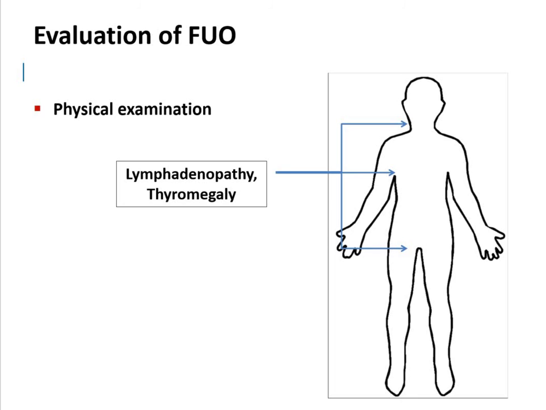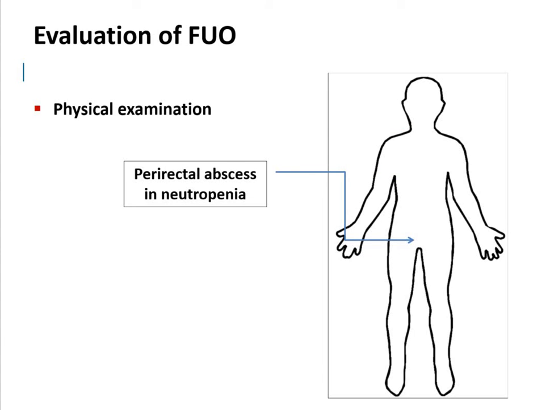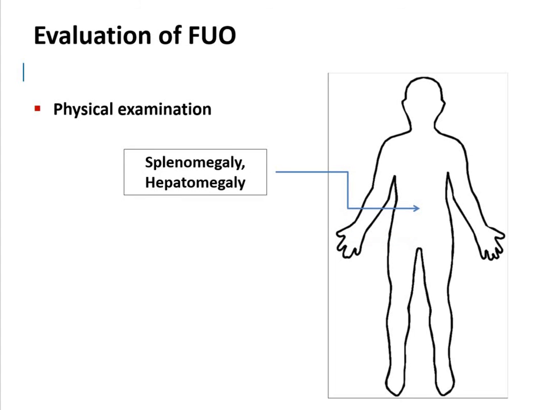Palpation of lymph nodes in patients with hemoblastosis, tuberculosis, infectious diseases. Palpation of thyroid gland. Of course, you should check the rectum to exclude perirectal abscesses, especially in patients with neutropenia and, of course, cancer of the rectum. Abdominal palpation to exclude presence of splenomegaly or hepatomegaly.